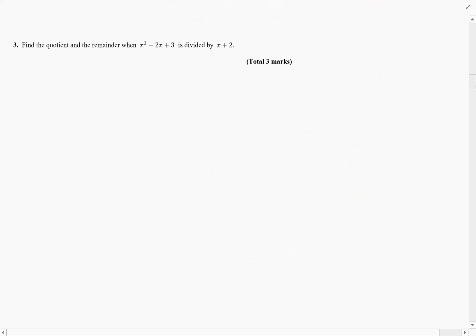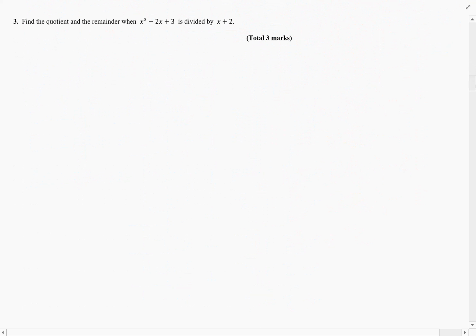Next question, quotient and remainder. Now some students I marked did the quotient rule for this, but it's not asking for the quotient rule. You don't have to differentiate anything. You just want to divide these two polynomials. So we want to divide this by this, and whatever we get on the top will be our quotient, and whatever's left at the bottom, that's our remainder.